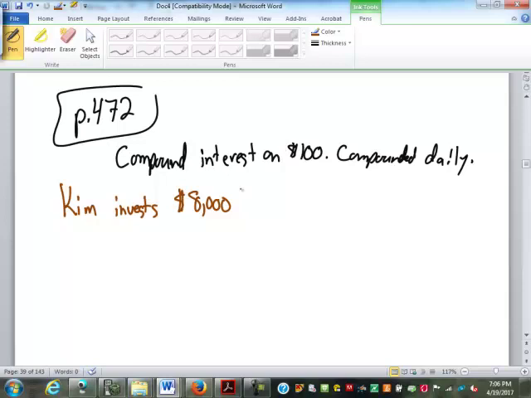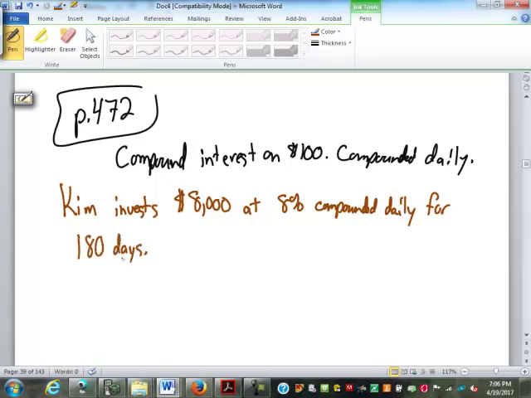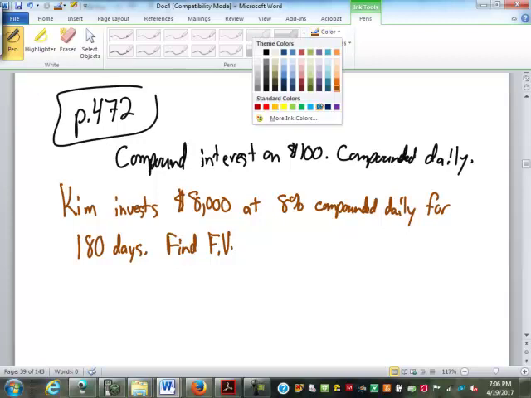Okay. So Kim invests $8,000 at 8% compounded daily for, now notice the time on the left side is in days. So let's say for 180 days. Find the future value, the ending balance.